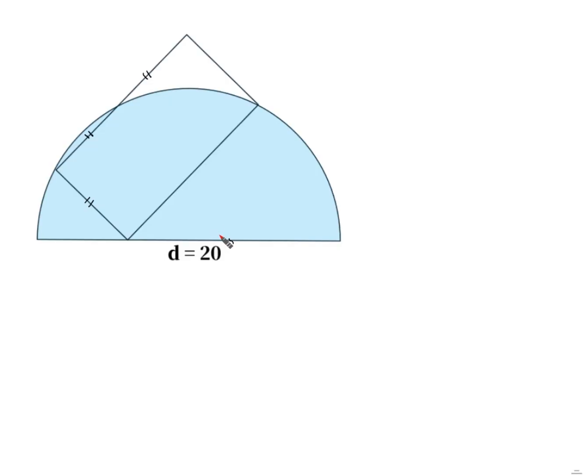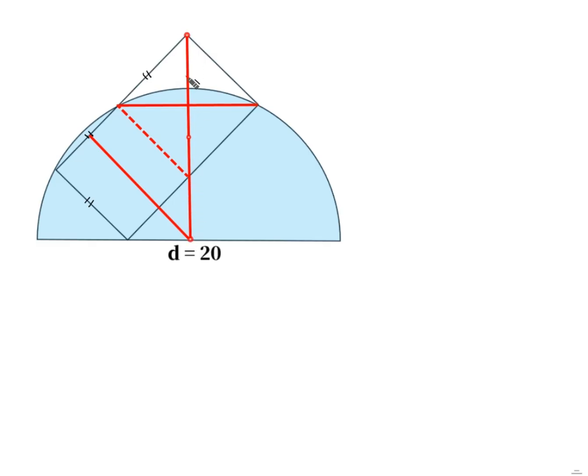Hello. In this problem, we have to find the area of the rectangle. To solve this problem, we need some auxiliary lines. From here to here, and from this center to here, and like this. This is a chord of this semicircle.